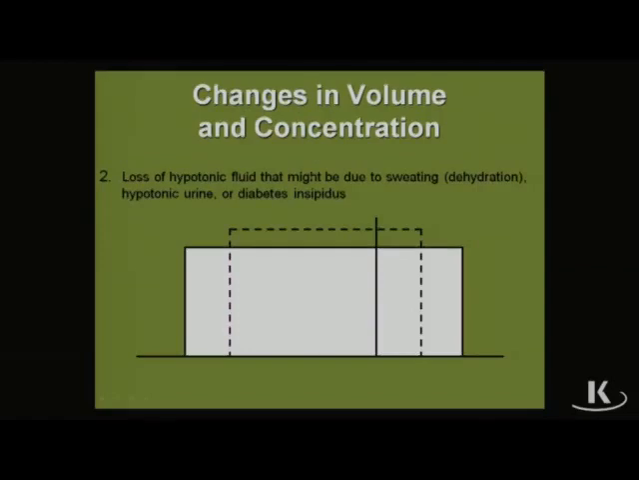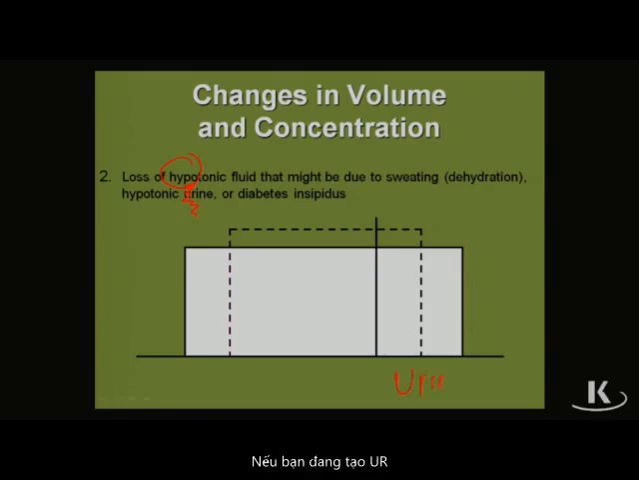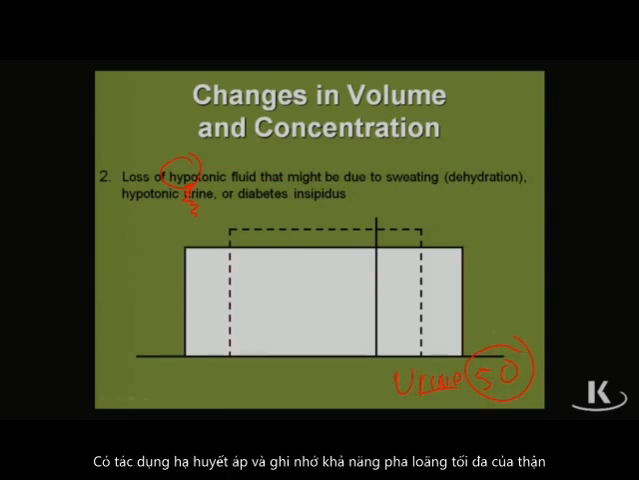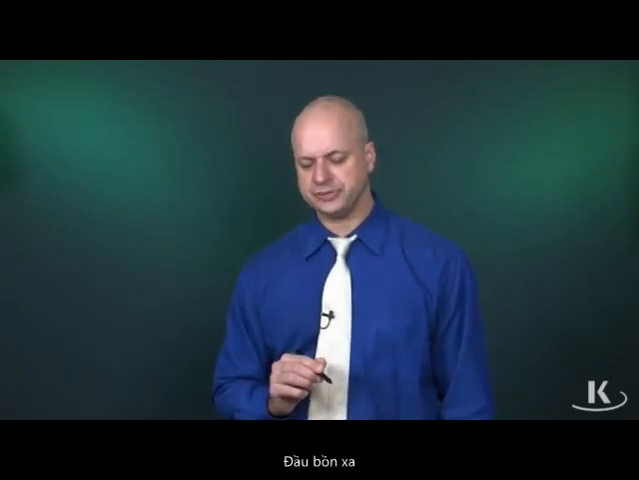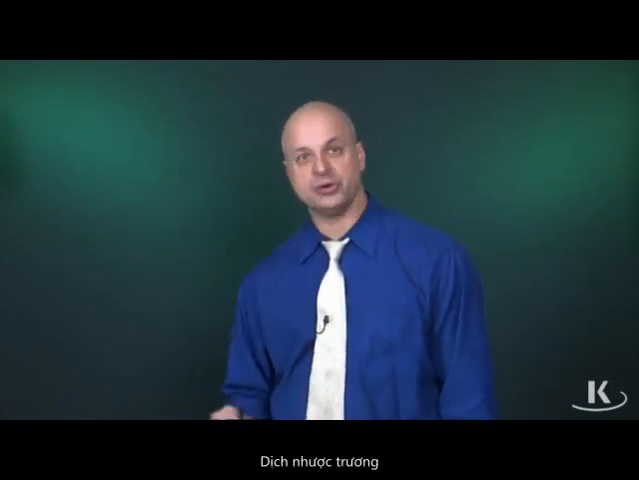Next one. If you lose a fluid that has a different tonicity, hypotonic, now it changes both. If you are making a urine that is hypotonic, and remember the maximum diluting capacity of the kidney goes down to 50 or 100 milliosmoles at the top of the distal tubule, well, if you've lost hypotonic fluid, you have retained the osmolar particles.